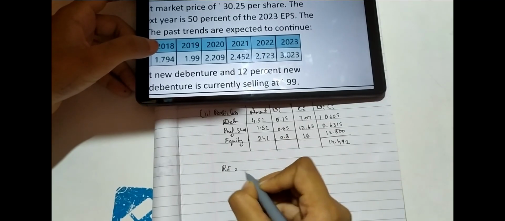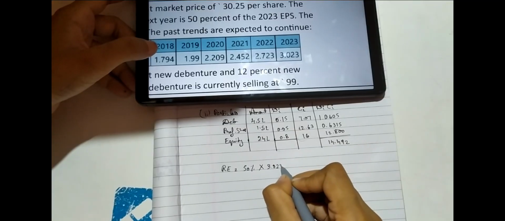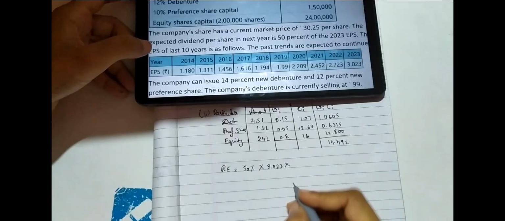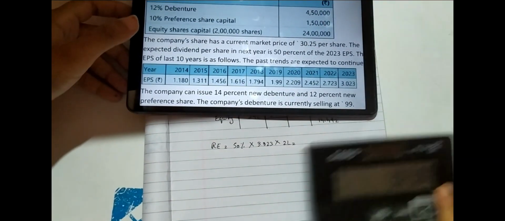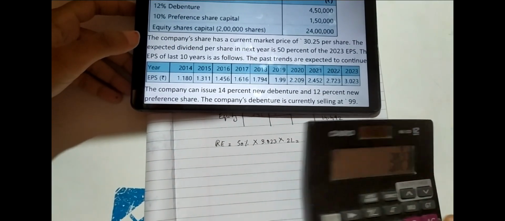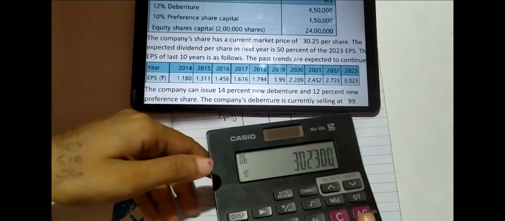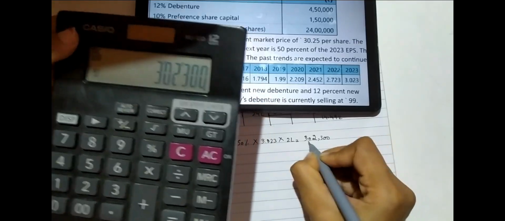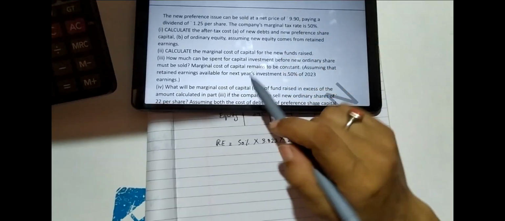So retained earnings is 50% of 2023's EPS, that is 3.023 into how many shares are there? They have given that 2 lakh shares, right? So 3.023 into 2 lakh into 50%. So this comes out to be 3 lakh 2,300. Okay, so this is for 80%, and they have mentioned that the marginal cost of capital is going to remain constant.